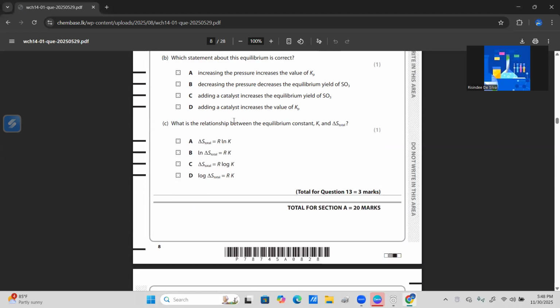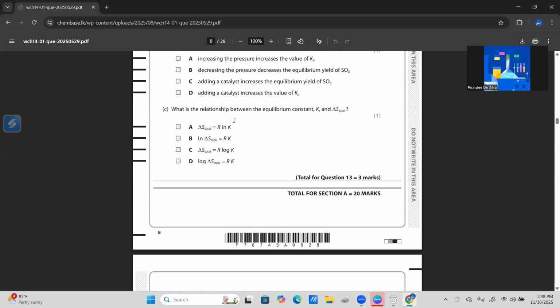What is the relationship between the equilibrium constant and total entropy? Total entropy is directly equal to R ln K. So the correct answer is A.